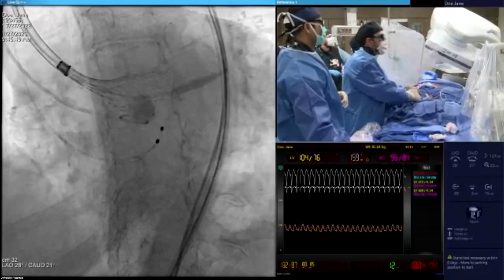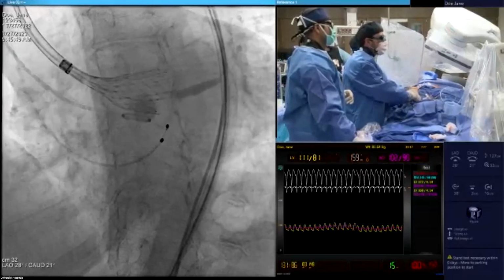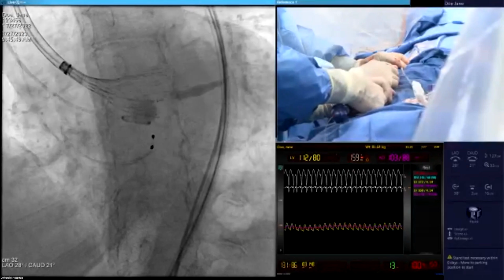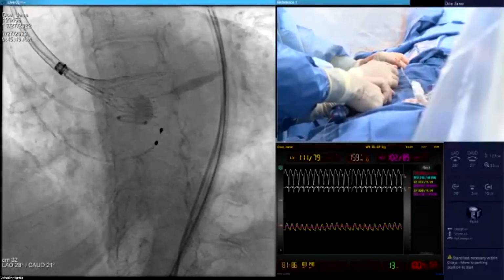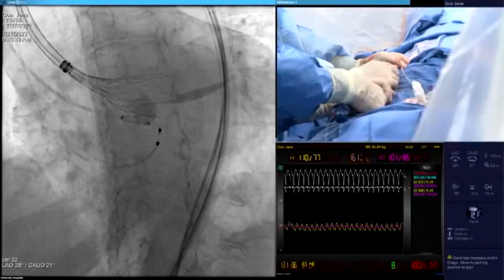And I'm going very, very slowly. We're pacing to keep the systolic around 100, which we have. I don't know if you can see the hemodynamics on the screen. We sure can. That's how we like to deploy these valves. We always do a final pacing to keep the systolic around 100. I'm going very slow, as you can see.